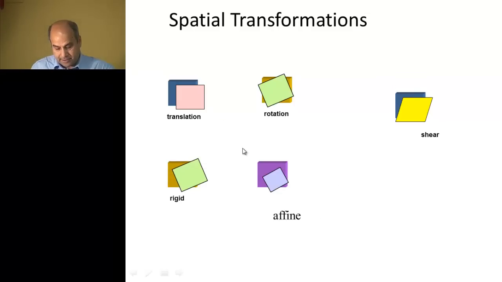So this is the example, and when you have translation, you just translate the block. Rotation rotates like that. We can have rigid transformation, which is rotation and translation. Affine can capture all of these, and shear, where you scale in different proportions. So that was all on the displacement model, where we have x, y in the first frame and x prime, y prime in the second frame.